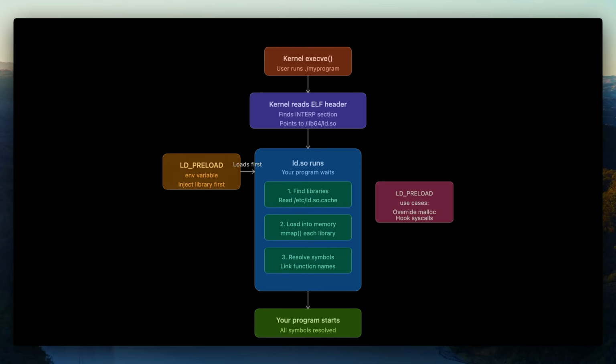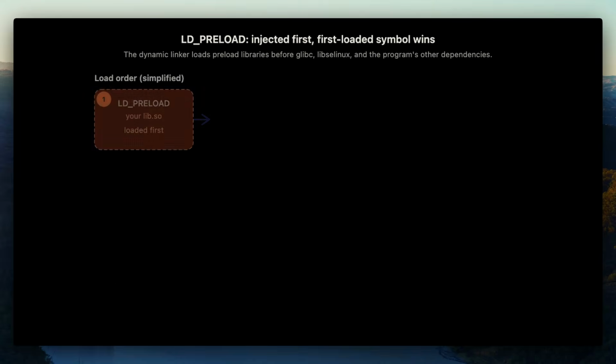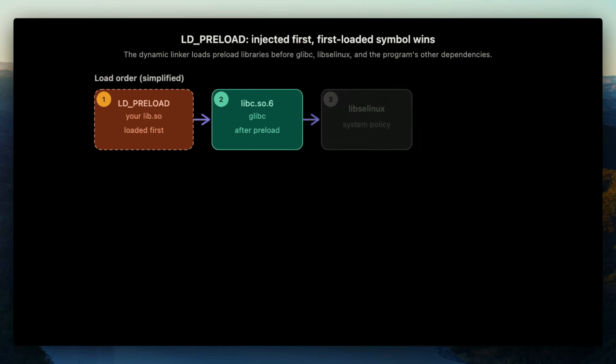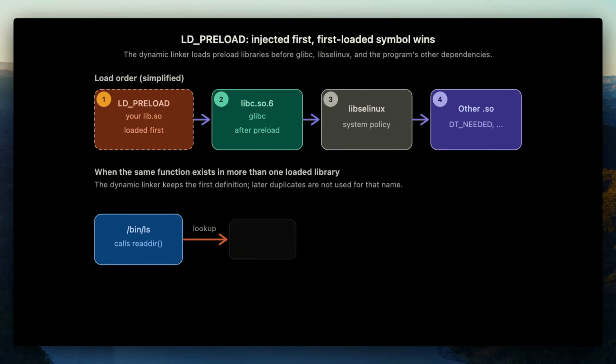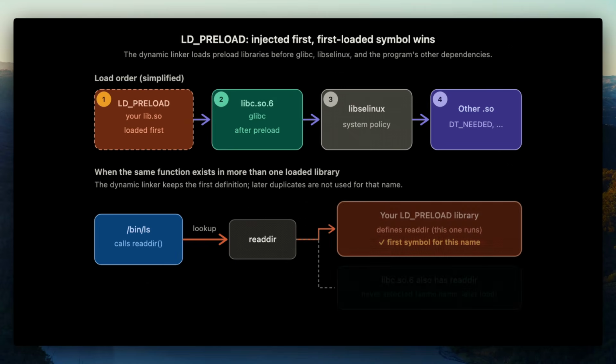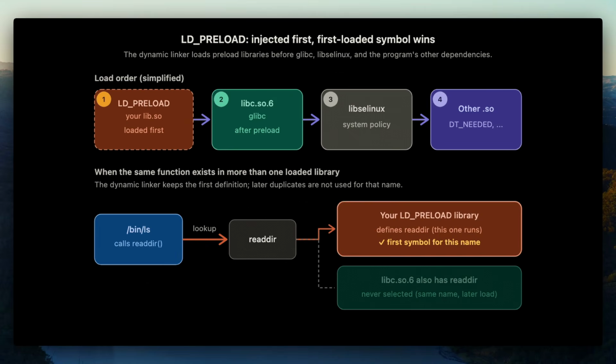LD_PRELOAD is a way to talk to the dynamic linker before it does any of that. LD_PRELOAD is an environment variable that tells the dynamic linker, load this library first, before everything else. Before glibc, before libselinux, before any of the program's actual dependencies.